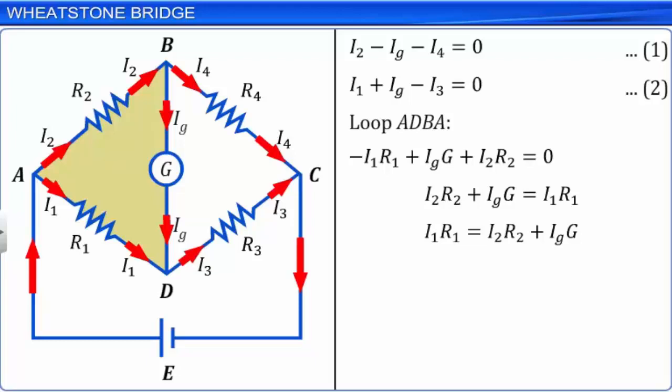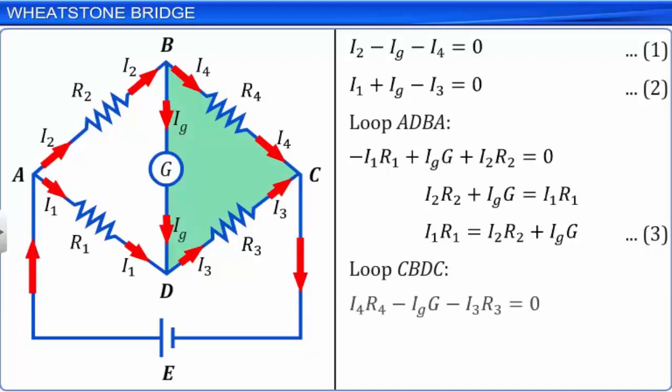Loop CBDC. Across points B and C, by applying the rule, we get I4 R4 minus IG G minus I3 R3 is equal to 0. On simplifying, we get I4 R4 is equal to I3 R3 plus IG G. Let this be equation 4.